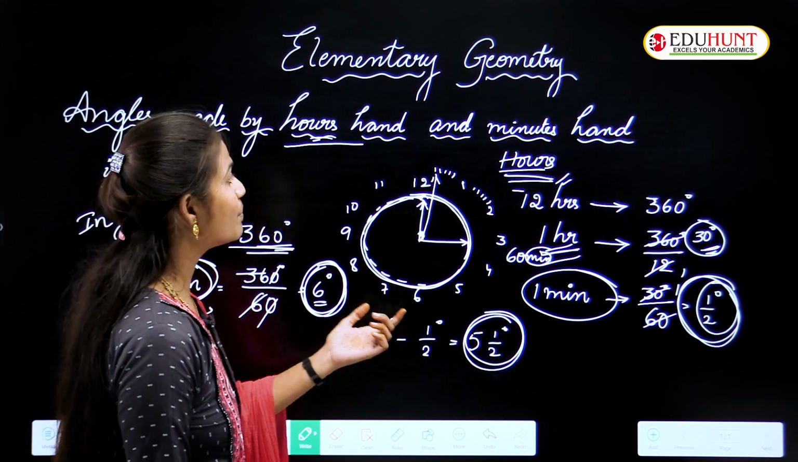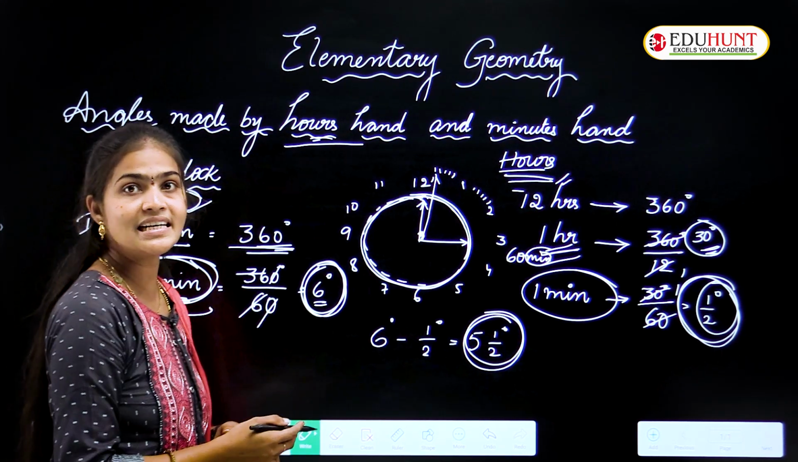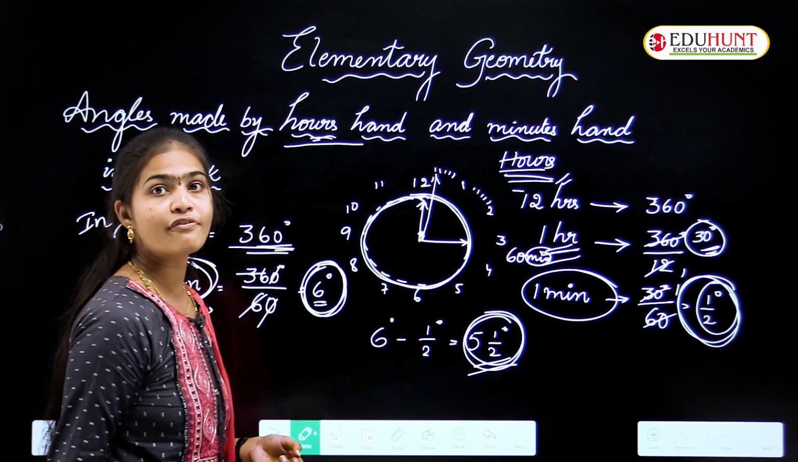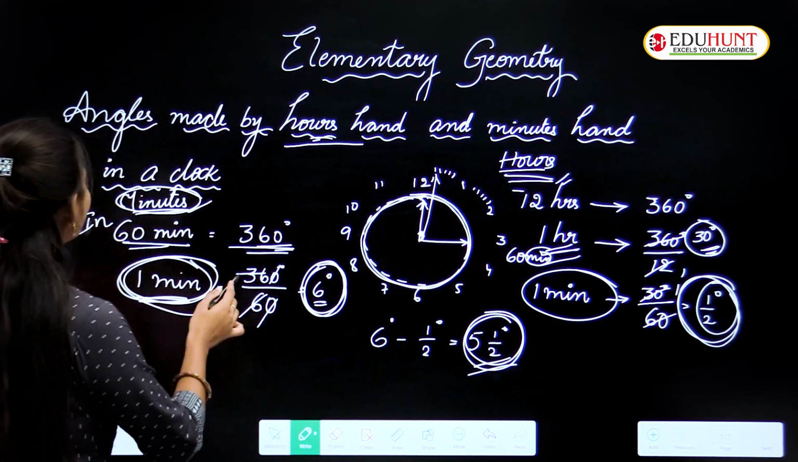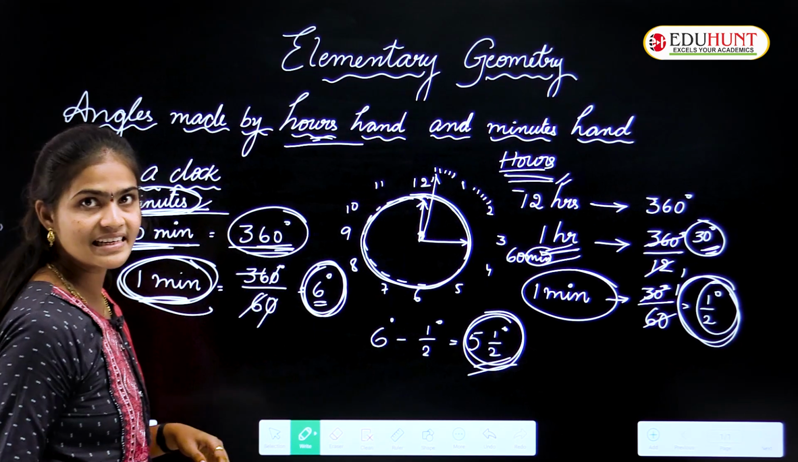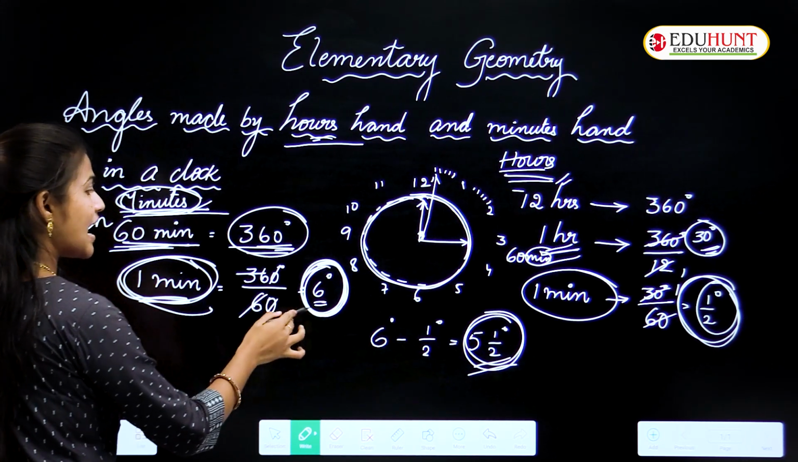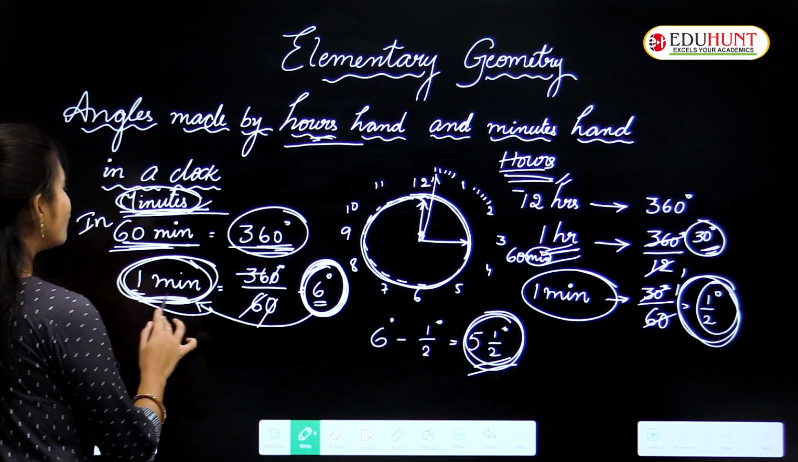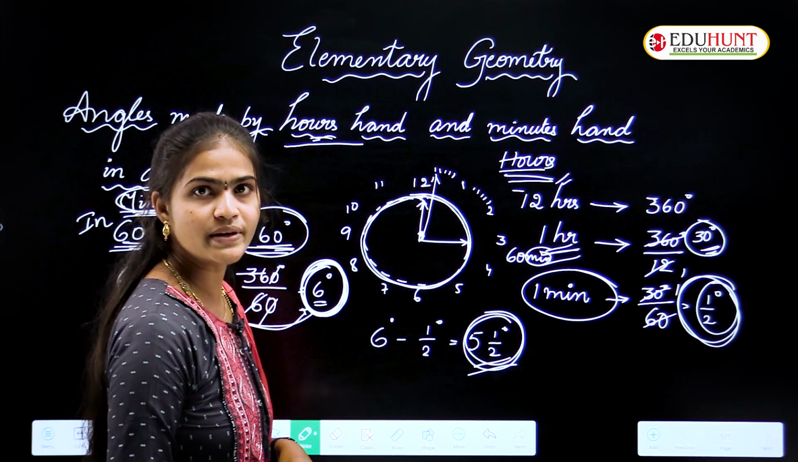So, the difference between the angle covered by the hours hand and the minutes hand in 1 minute. What is the difference angle here? That is 5.5 degrees. Once again I am going to repeat that. The minutes hand takes 60 minutes to complete 360 degrees, so it covers 6 degrees in 1 minute. Or the minutes hand takes 1 minute to complete 6 degrees. Vice versa, the converse we can also say.